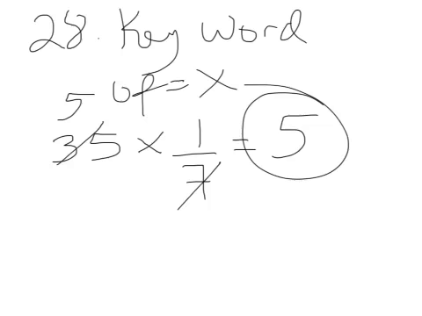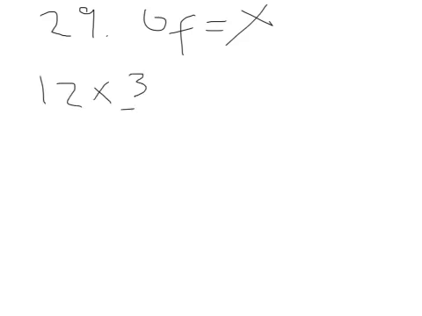Let's do number 29. Okay, number 29. Michael has a black cat and a gray kitten. The black cat weighs 12 pounds. The gray kitten weighs 3/5 of the black cat. So how much does the gray kitten weigh? Easy. The key word here again is of, so I'm going to have to multiply. So I'm going to do 12 times 3/5.